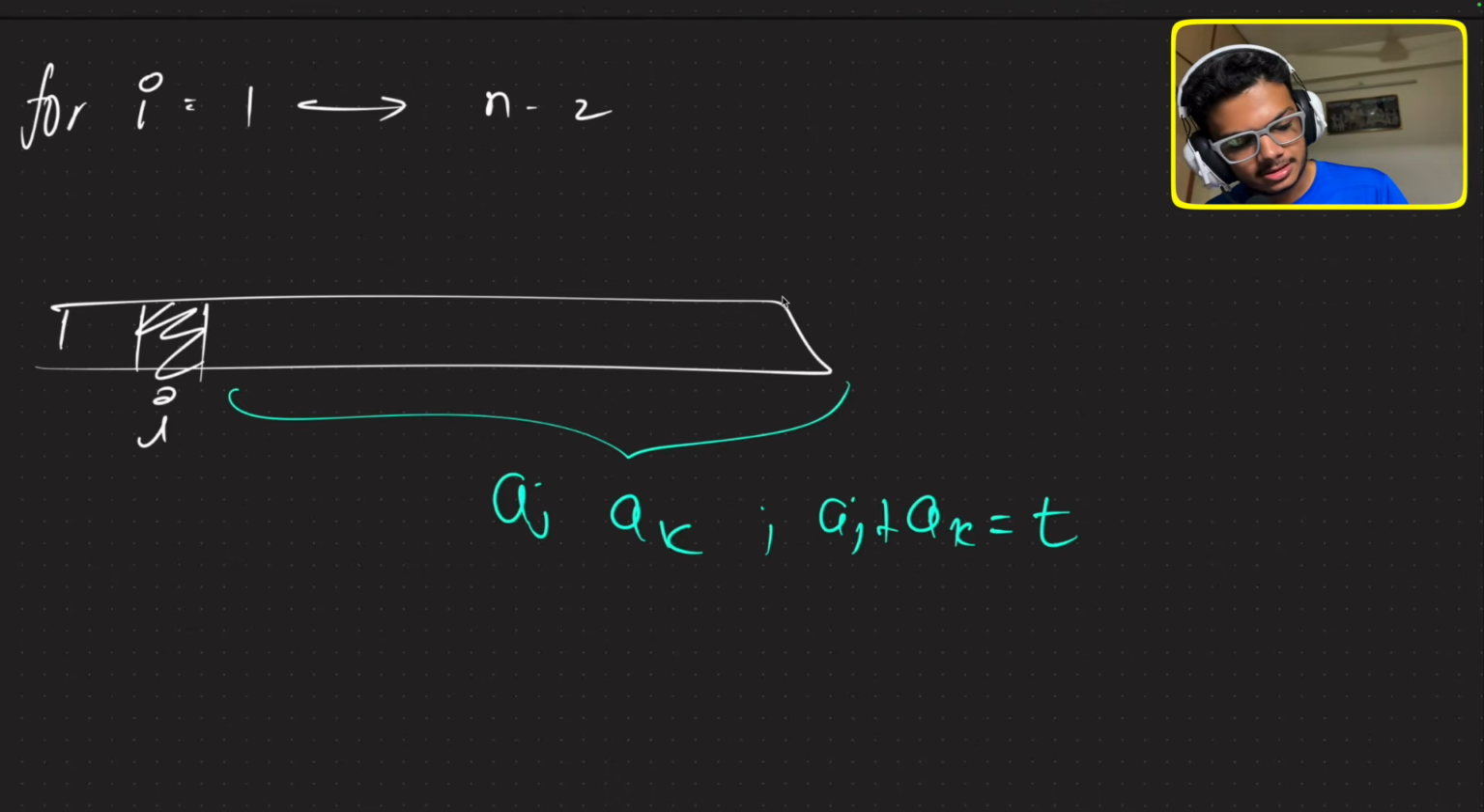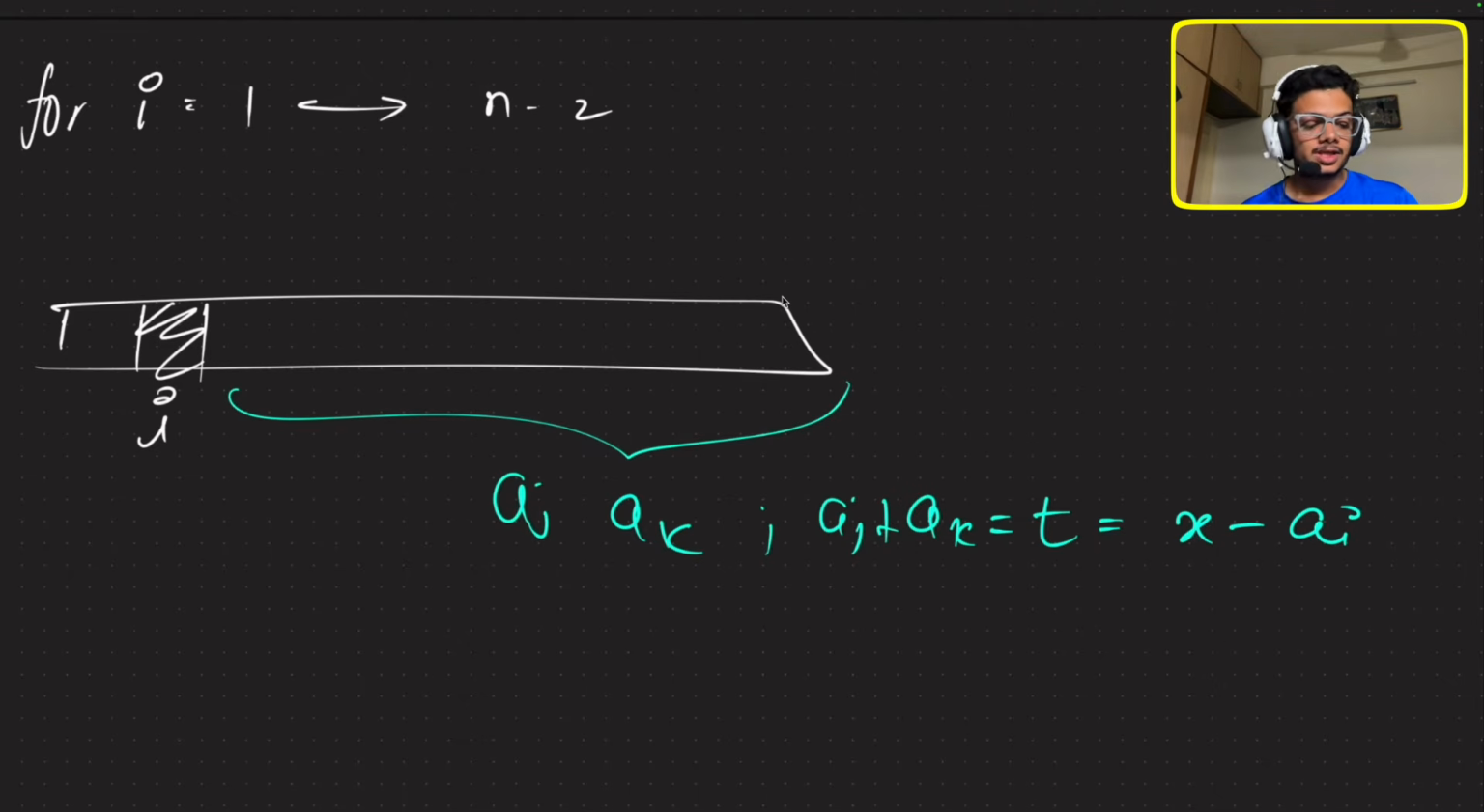And what is this t? This t is actually equal to x minus ai, right? The remaining sum. So x is the triplet sum, and this t is the required pair sum for each value of i. So this is what we have to effectively do.